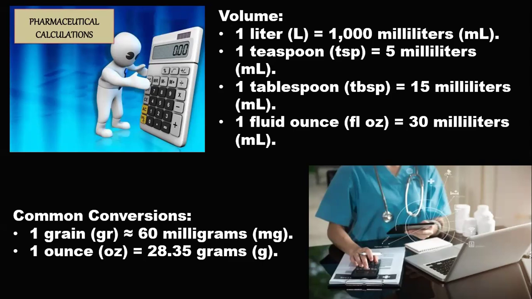Now, conversion methods, we have already seen them there. 1 grain equals 60 milligrams, or 60 to 65. That's how it's supposed to be, between 60 to 65 milligrams. Then we have the ounce, which gives us 28.35 grams.